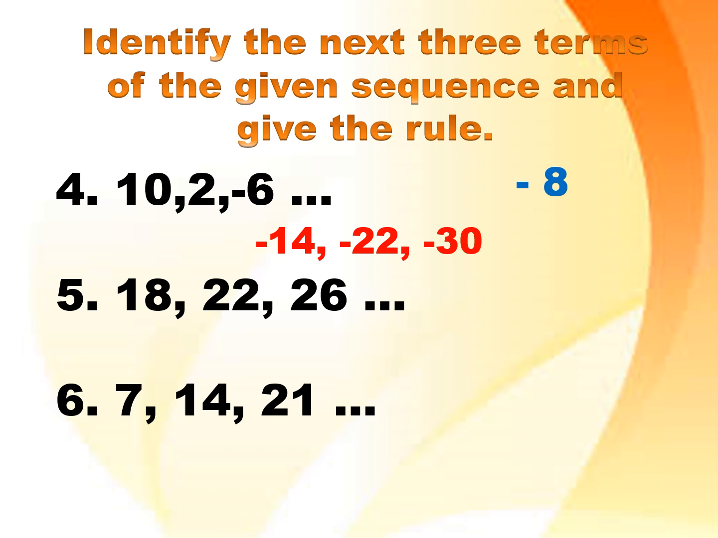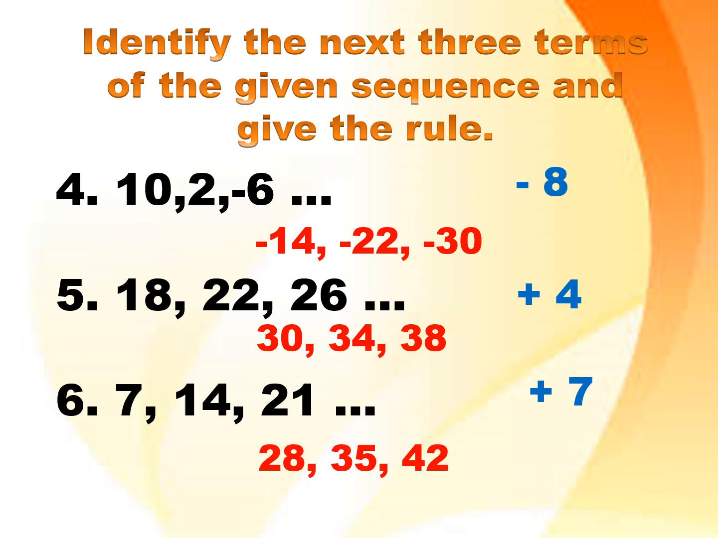On our fifth example, we have 18, 22, and 26. The rule is you just add 4. Therefore, the next three terms are 30, 34, and 38. On our last example, we have 7, 14, and 21. What do you think is the rule of the sequence? The rule is you just add 7. Therefore, the next three terms are 28, 35, and 42.